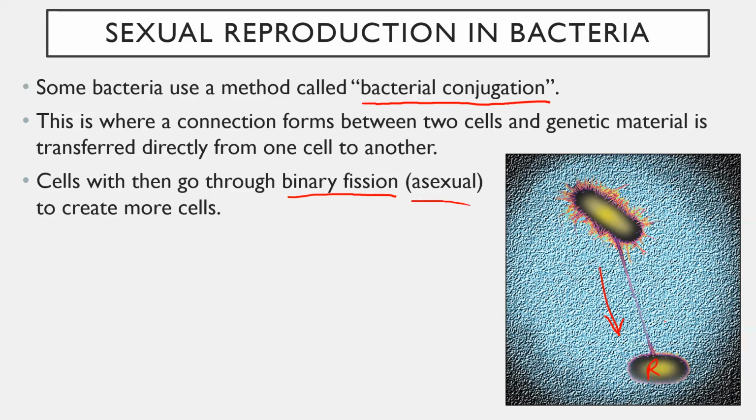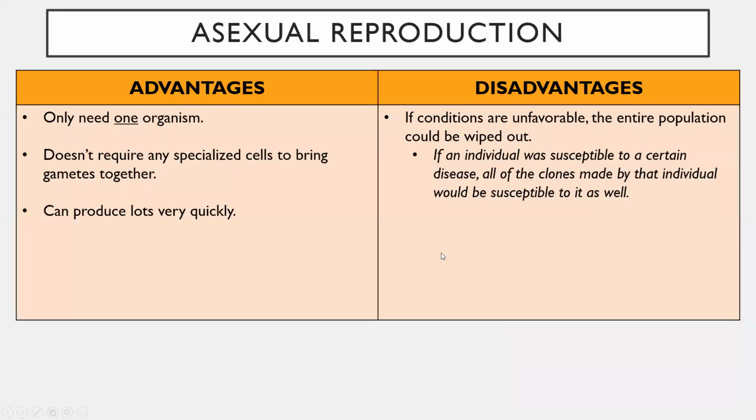And basically, it has a little bit of new information attached to it. So then once it starts doing division, it's creating more cells that actually have that new genetic information to it, which is kind of cool, actually. So we're just going to talk about some advantages and disadvantages of asexual reproduction and sexual reproduction.